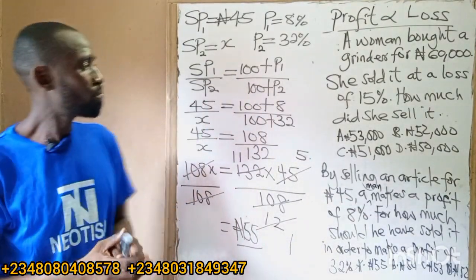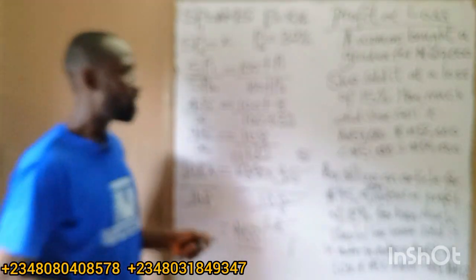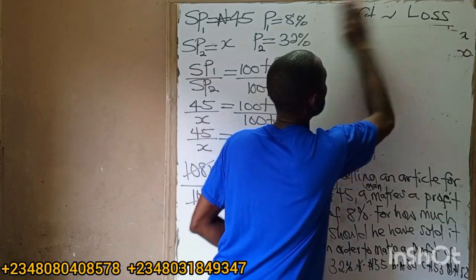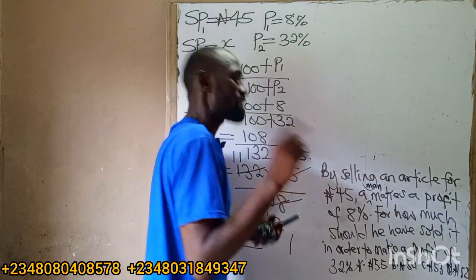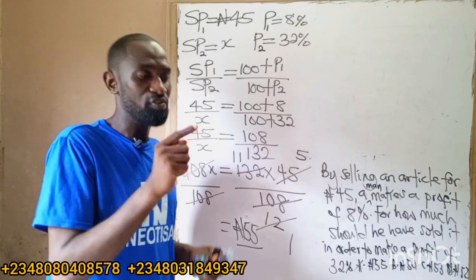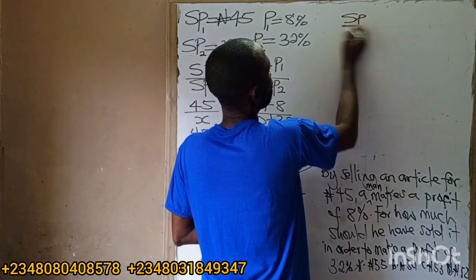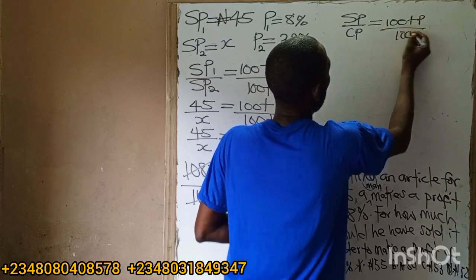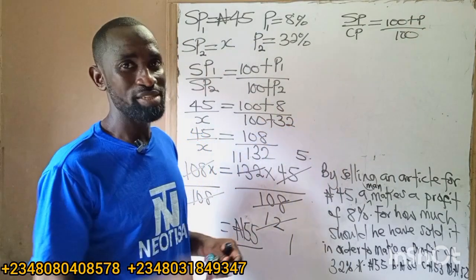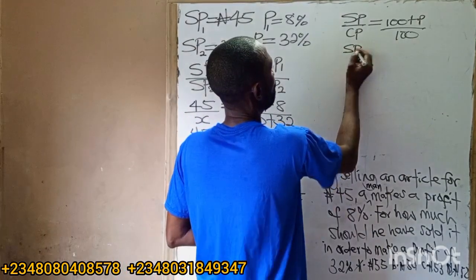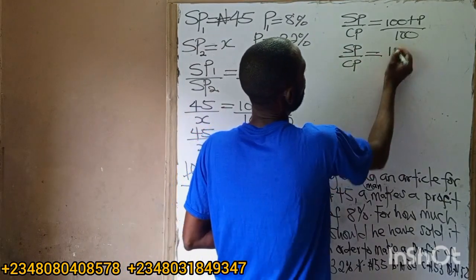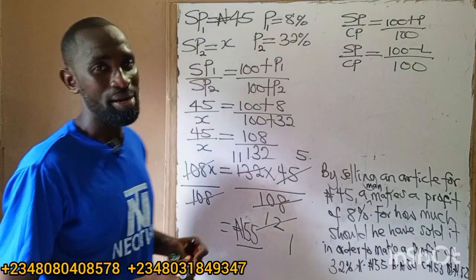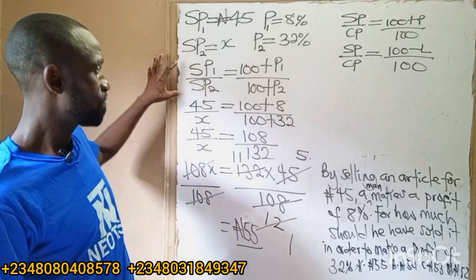So let me give a summary of the formulas under profit and loss. You can just pause the video to see how I solve this question. Once a question involves selling price, cost price, and profit, you have selling price over cost price equals 100 plus P over 100. When a question involves selling price, cost price, and loss, we have selling price over cost price equals 100 minus L over 100. If a question involves two selling prices and two profits, we have the formula here.